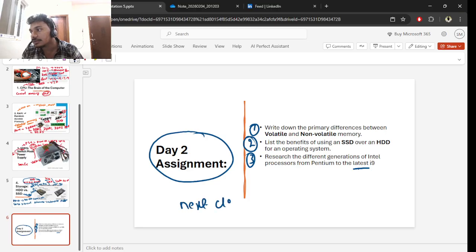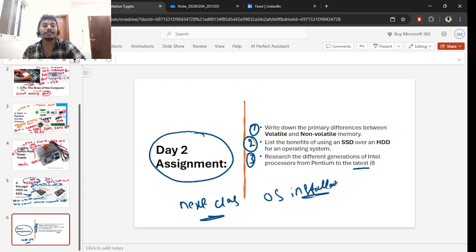Okay, in our next class we will move on to the operating system. Next class we will move to operating system installation, and discuss how different systems like Windows, Linux, and Mac handle the booting process, etc.